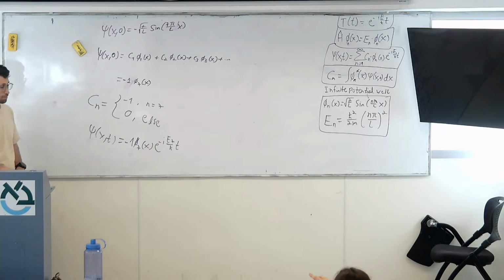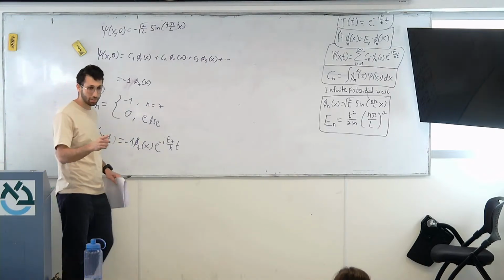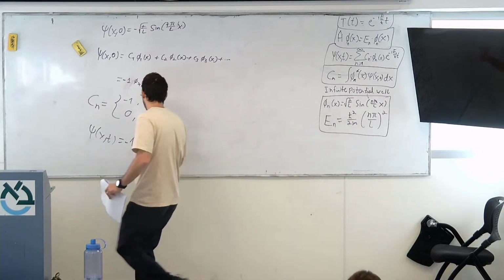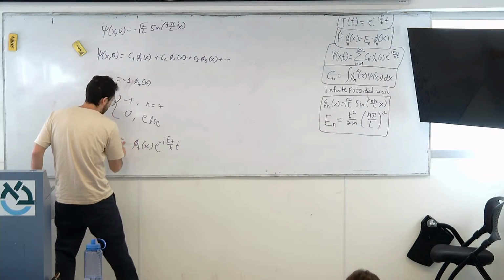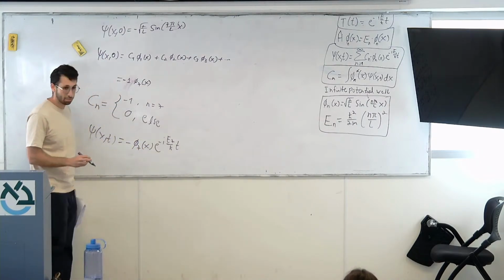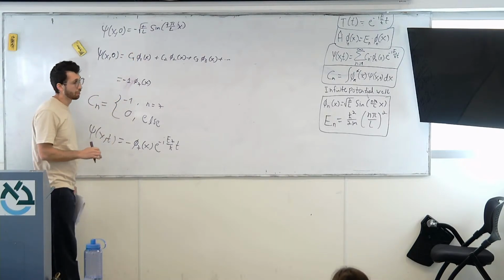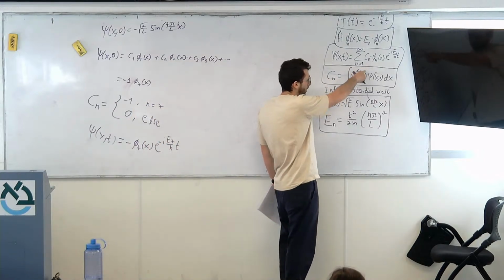So here it's a minus. Why did I add a minus 1? Because this is the initial condition. I can write it as an infinite series. This is what I did over here.